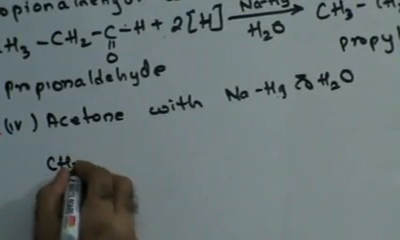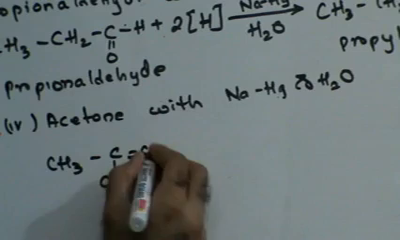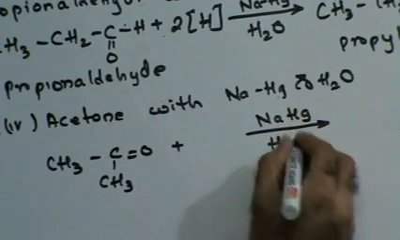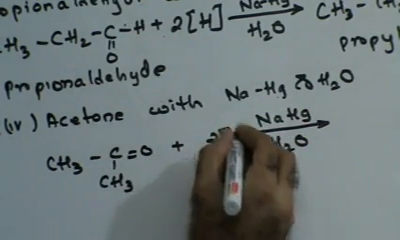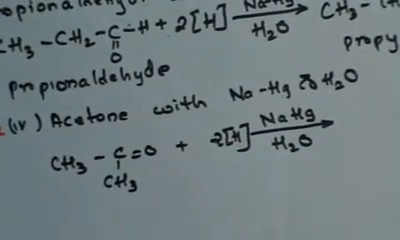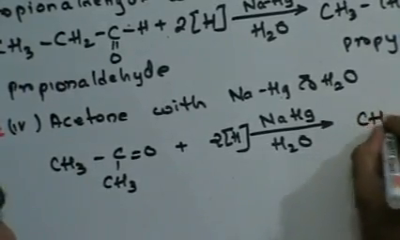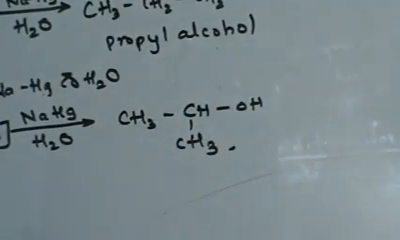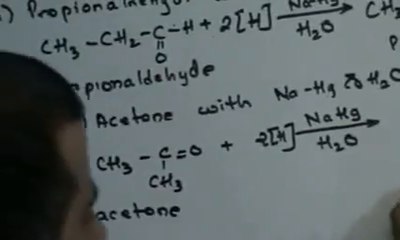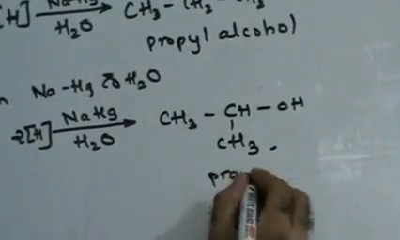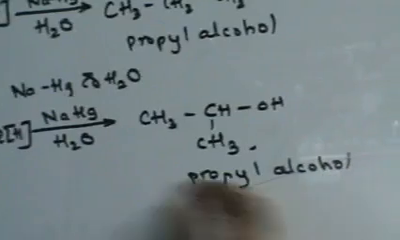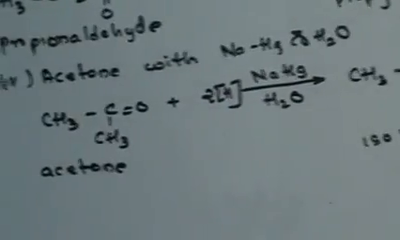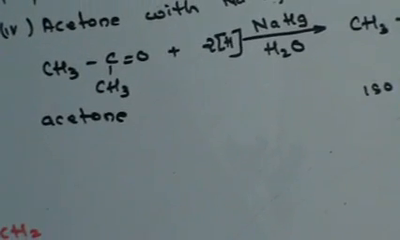Acetone, CH3COCH3, reacts with sodium amalgam in water. NaHg plus water will give you two nascent hydrogen. Same addition reaction again. CH3CHOH and the CH3 here as it is. This is acetone. Three carbon atoms, therefore this is going to be propyl, OH, therefore alcohol, with CH3 in the branch, therefore isopropyl alcohol. Do you get this? So that was the second method for preparation by reduction of aldehydes and ketones.